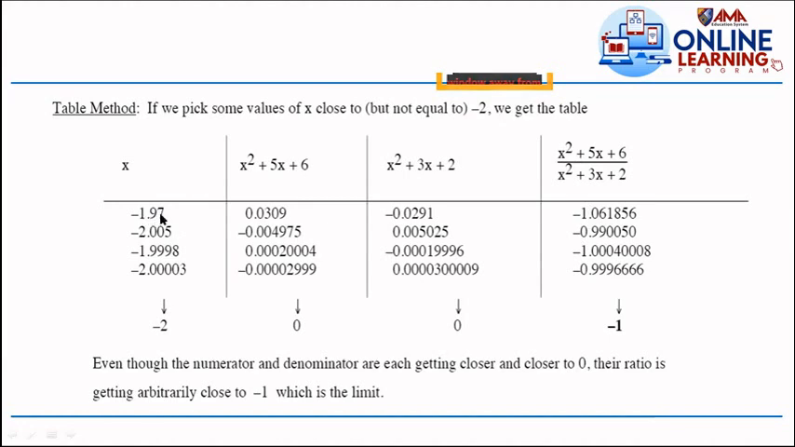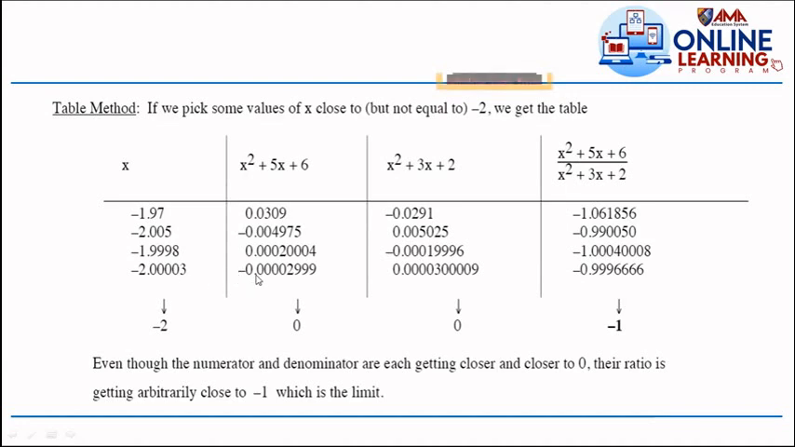Negative 1.97 from our numerator, x squared plus 5x plus 6, substituting negative 1.97, the answer is 0.03009. Next, for the denominator, negative 1.97 squared plus 3 multiplied by negative 1.97 plus 2, the answer is negative 0.0291. Okay? Then after that, we're going to divide. Ito yung numerator natin, ito yung denominator, itong dalawa, i-divide natin. The answer is negative 1.61856. Okay? So the same procedure up to negative 2.003.